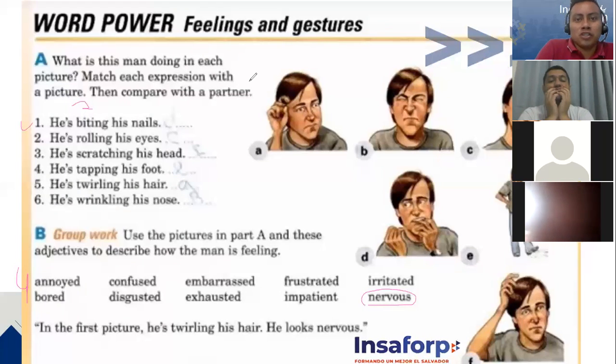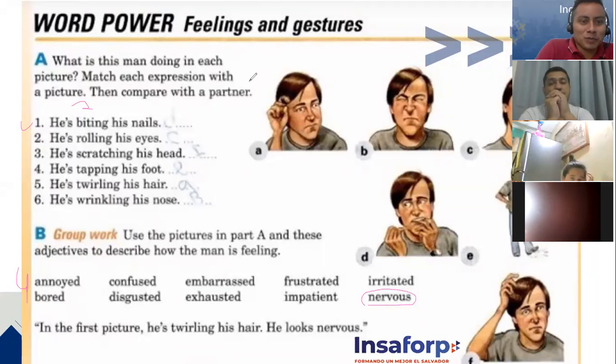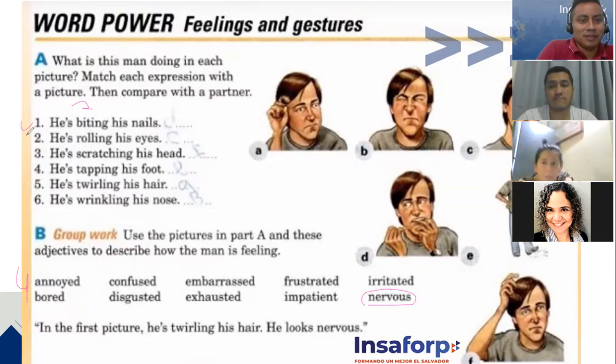What about number two? Welcome, Blanca. Blanca, can you help us with number two? Okay, he's rolling his eyes. Okay, do you do this, Blanca, or you don't do this? It's the letter C, yes. And do you yourself do this? Do you roll your eyes?